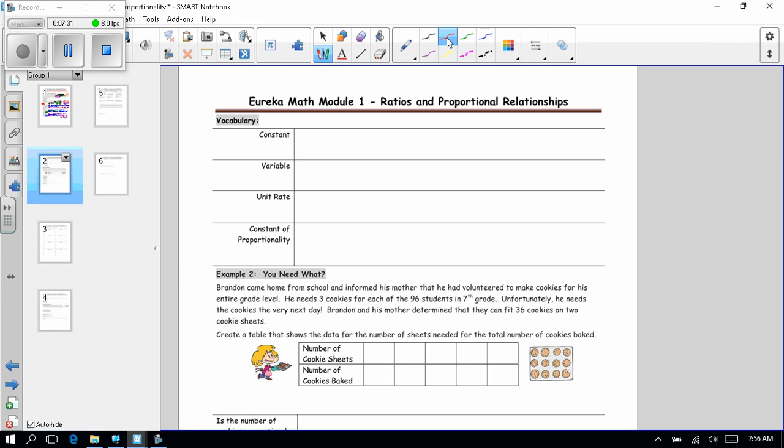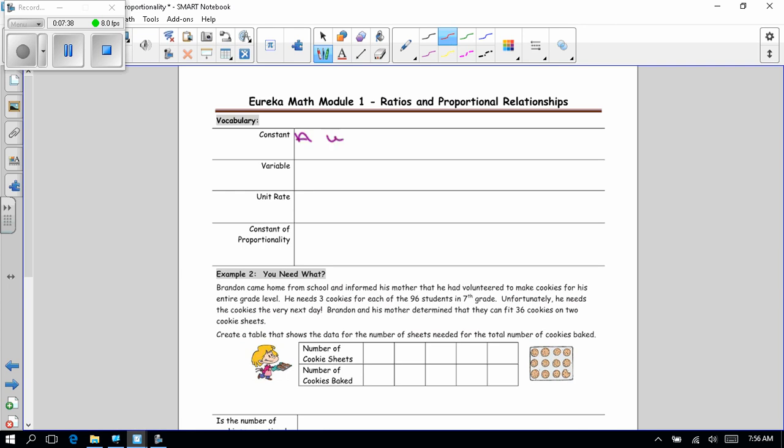Our first vocabulary is constant. Constant is just a unique number that never changes, okay? A unique number that never changes, right? The number 3 always is the number 3. We know exactly what 3 things are, right? It's not like 3 is, you know, this and then 3 the next day is something different. It stays the same.